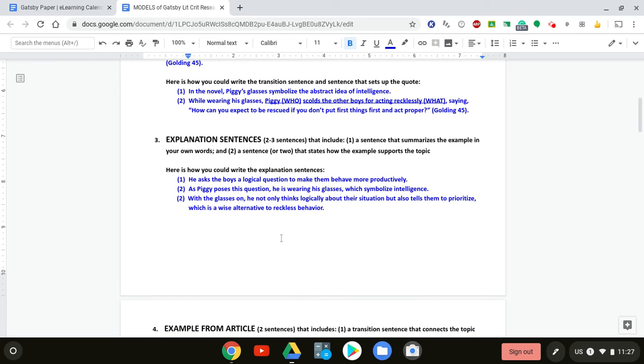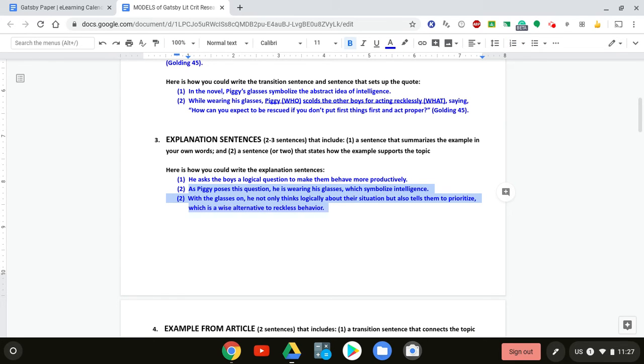After the quote, we always want to have 2 to 3 sentences of explanation that include a sentence that summarizes the example in your own words, and a sentence or 2 that states how the example supports the topic. So, as you can see, the numbers here correspond to those types of sentences that are in the directions. So, the summary of the example in your own words: He asks the boys a logical question to make them behave more productively.